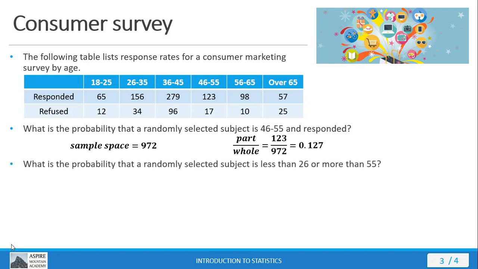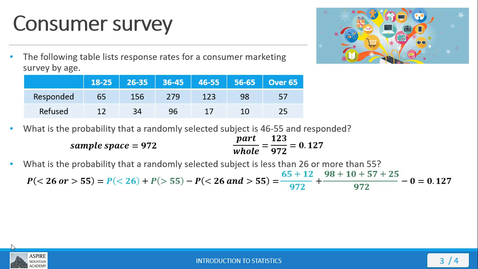Now, what is the probability that a randomly selected subject is less than 26 or more than 55? Okay, go ahead, stop the video, try this out, come back, we'll see how you did. Okay, first thing we want to do is write everything out. So we want the probability that we're either less than 26 or more than 55. This means that we're looking at the or. That's a real signal right there that you need to be using the addition rule.